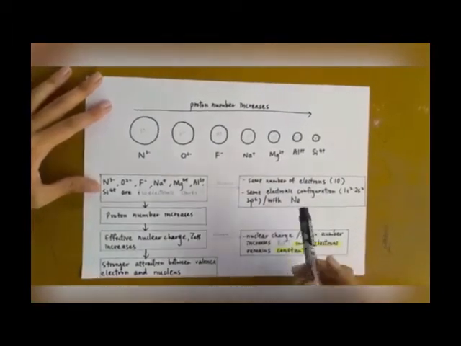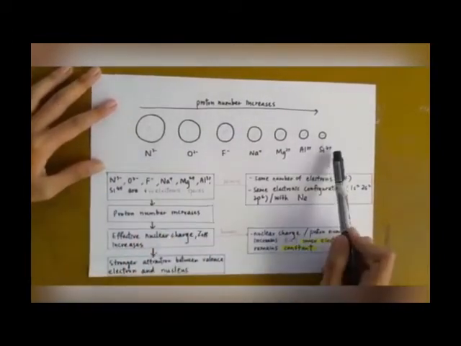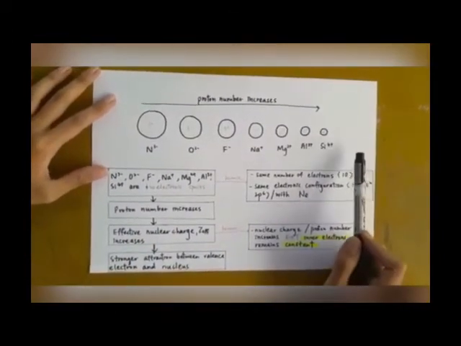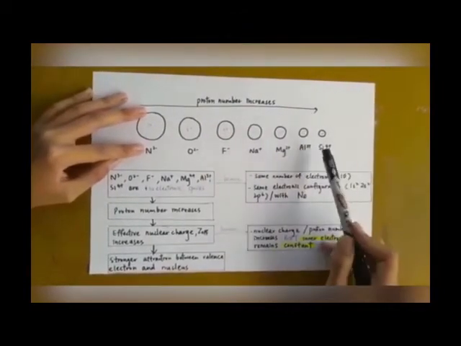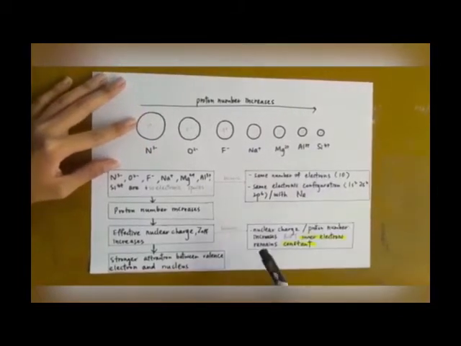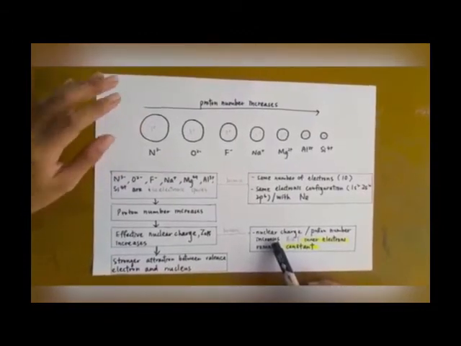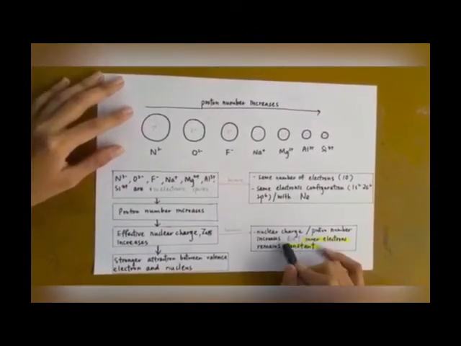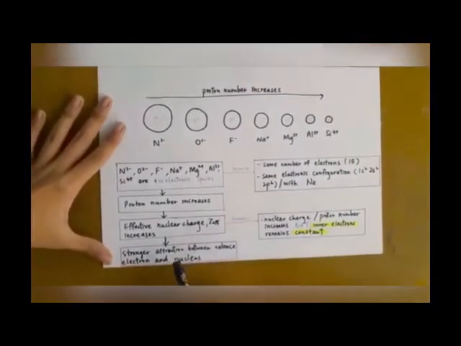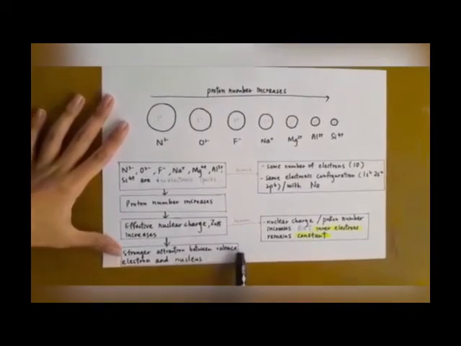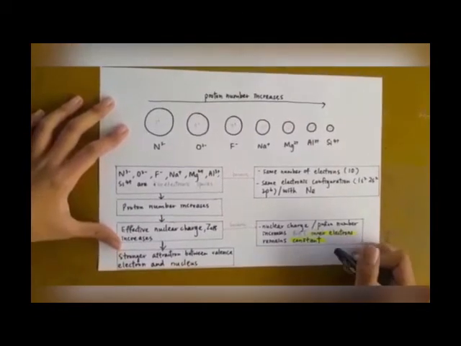The proton numbers increase from nitrogen 3 negative to silicon 4 positive. So the effective nuclear charge also increases from nitrogen 3 negative to silicon 4 positive. This is because the nuclear charge, or the proton number, inside the ions increases, but the inner electrons remain constant. So it causes a stronger attraction between the valence electrons and the nucleus. That's all from me. Thank you.